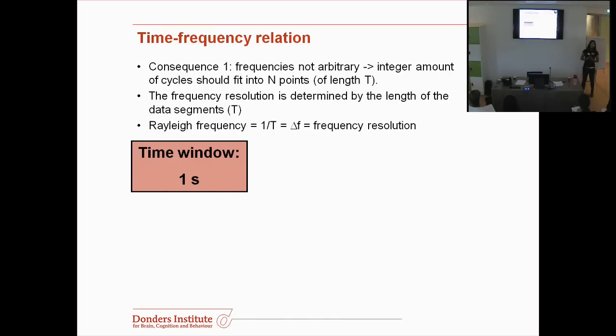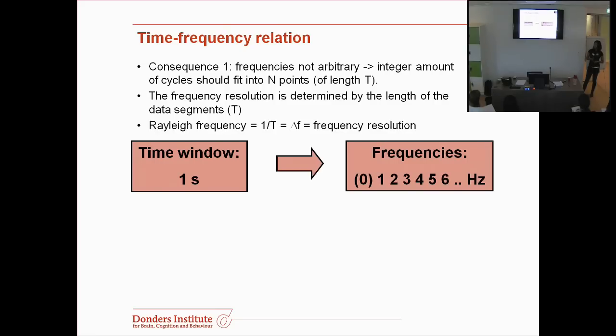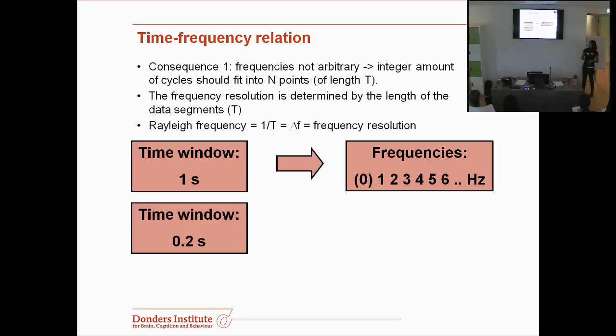So if I have a time window of 1 second and I take 1 divided by 1, my primary school teacher tells me that I can estimate frequencies at the interval of 1 hertz. So I can do 1, 2, 3, 4, 5, so on and so forth. I can't do 1.5, 1.2, 10.9. That's not happening. Now, if I have a time window of 0.2 seconds, does somebody want to tell me what frequency resolution I can get?